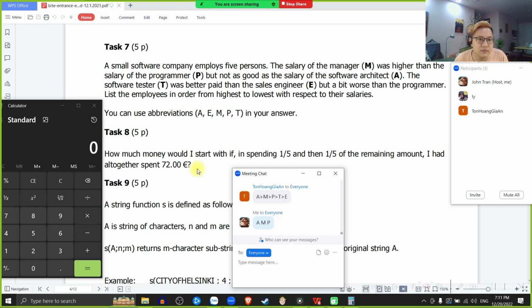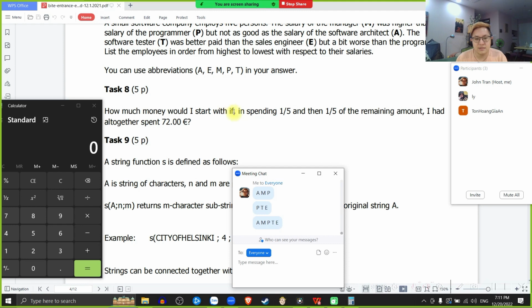But then, cái lương của người thử phần mềm cao hơn là người sales engineer nhưng mà lại tệ hơn người programmer. Tức là người programmer cao nhất. So P is the biggest among them all, and then T, and then E. So the answer is A, M, P, T, E, right? Từ người cao nhất đến người thấp nhất. So from the highest to the lowest, it should be A, M, P, T, E. Okay. All right. You got it. Okay, let's go to task 8.